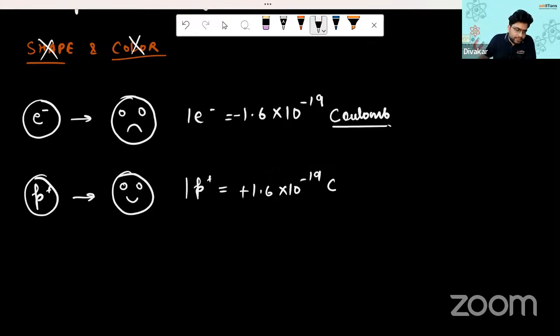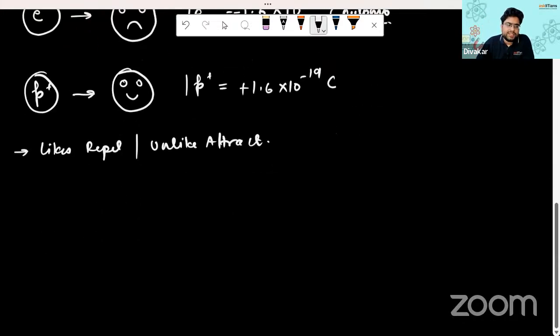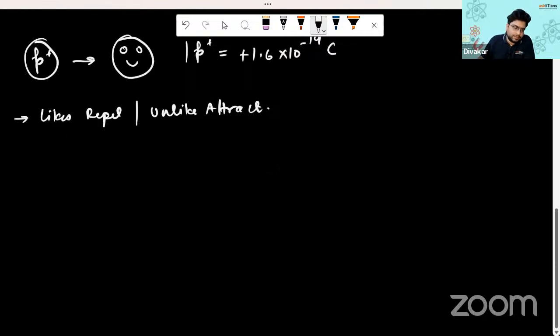So likes repel, unlike attract. So we understood this property of charge. The next property of charge is that charge is a scalar quantity.